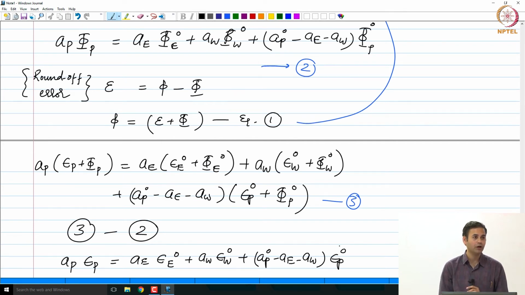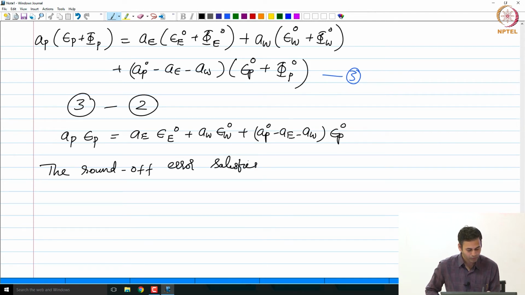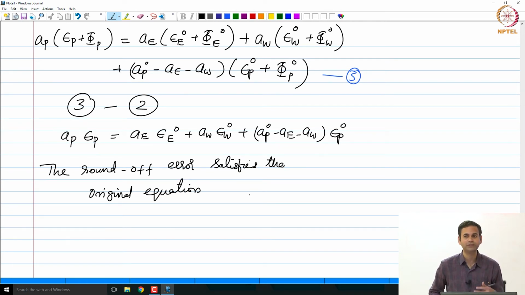So, what have we got? We got an equation that governs the round off error, and the round off error apparently satisfies the same discrete equation as the original equation that we have. That means, the round off error satisfies the original equation as the solution, as the dependent variable. The round off error also satisfies the same equation. Okay. So far so good.